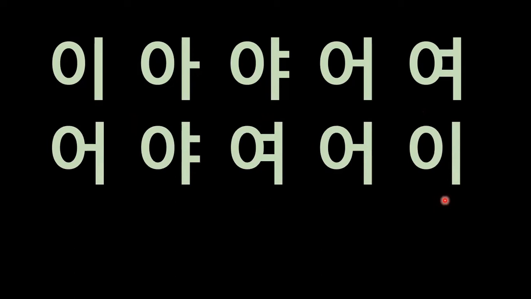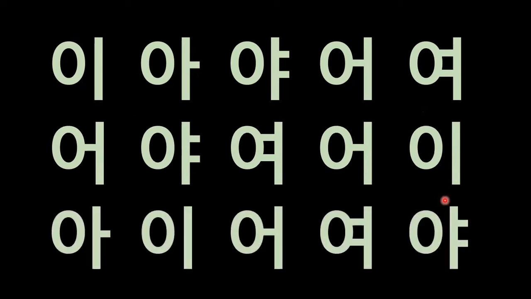좋아요. And then last set. 네, 읽으세요. 시작. 네, 잘했습니다. 아, 이, 어, 여, 야. 네, 좋습니다. Now let's look at one example word using our vertical vowels.